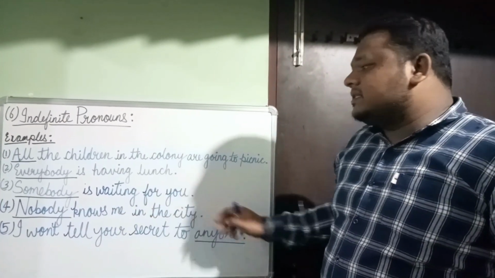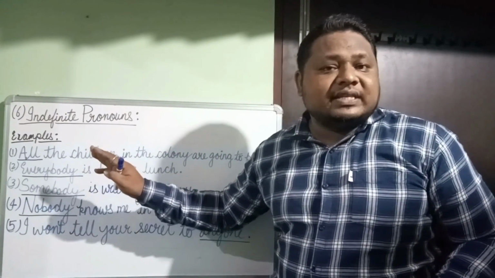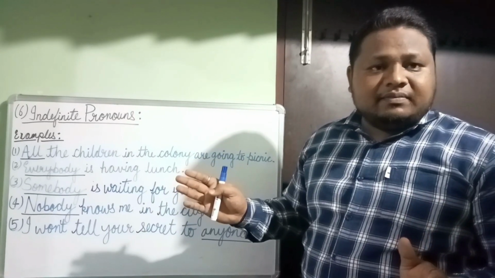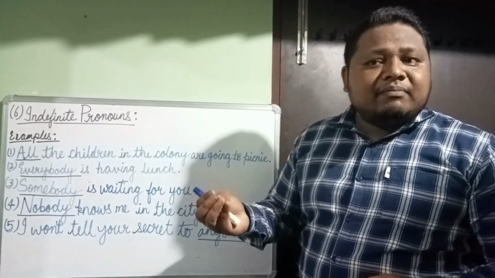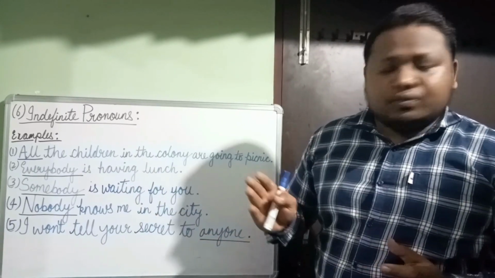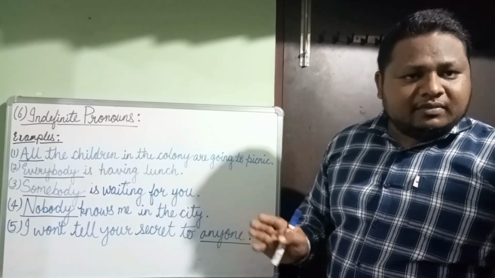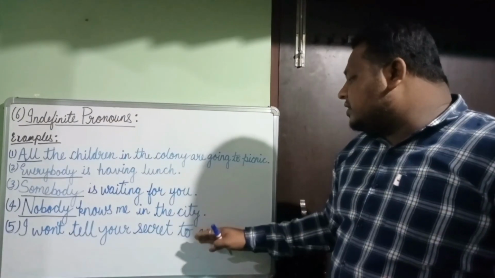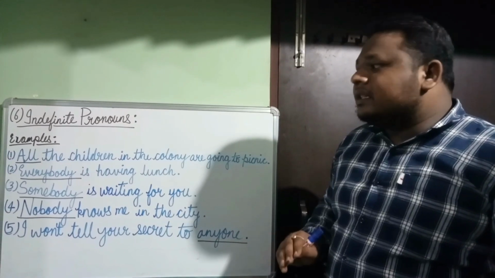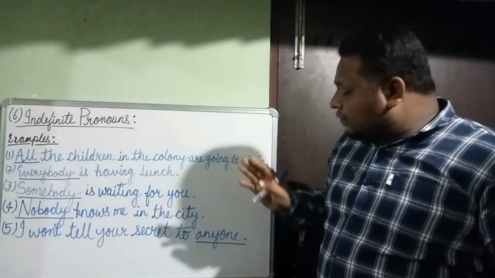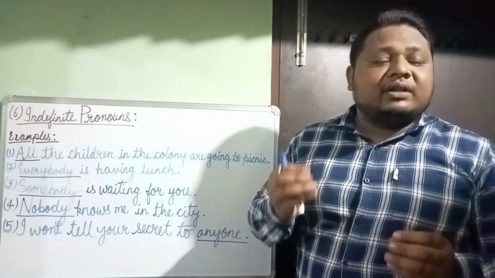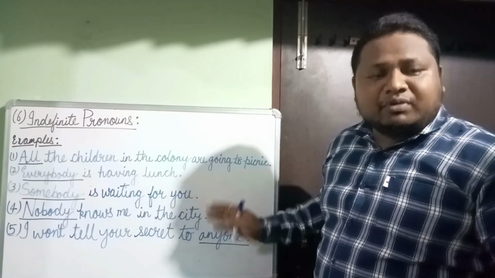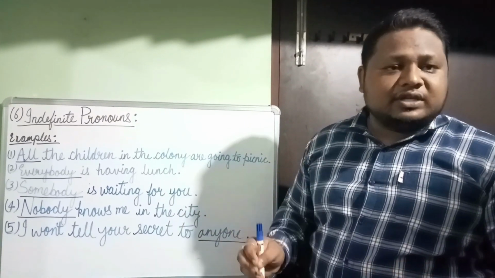Nobody knows me in the city. Now here, when we say nobody, we have no idea who the people in the city are. Okay, and we cannot name any one of them who doesn't know you in the city. Alright. Number 5, I won't tell your secret to anyone. Here, anyone is the indefinite pronoun. So when we say anyone, there is no particular name for it. Alright. So these are all the indefinite pronouns, and this is how we use them.